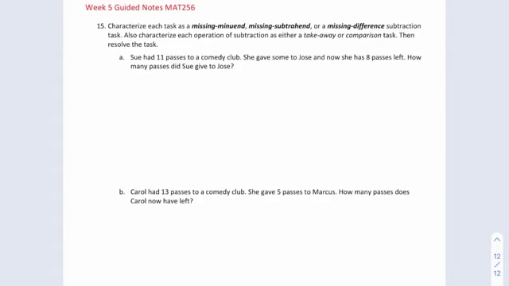We're going to characterize each task below as a missing minuend, a missing subtrahend, or a missing difference subtraction task. Also, we're going to characterize each operation of subtraction as either a takeaway or a comparison task. Then we're going to resolve the task.